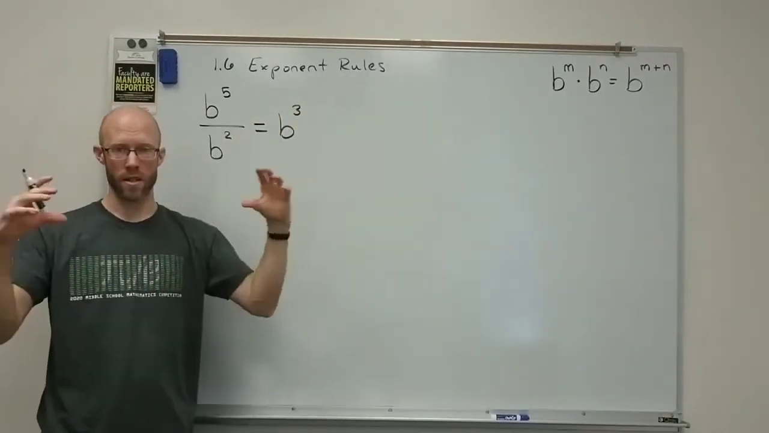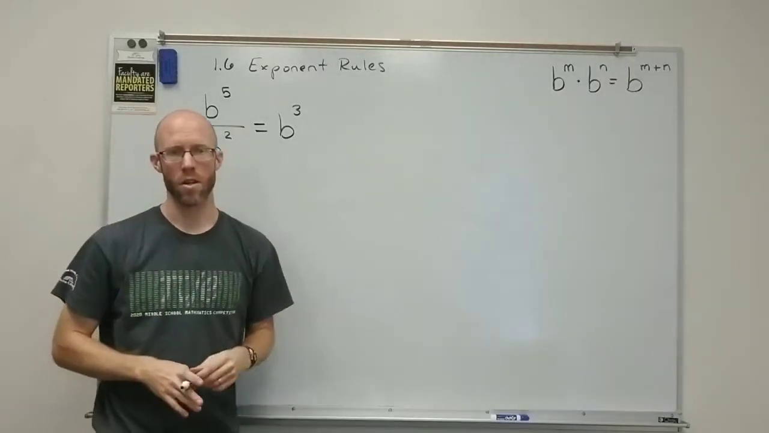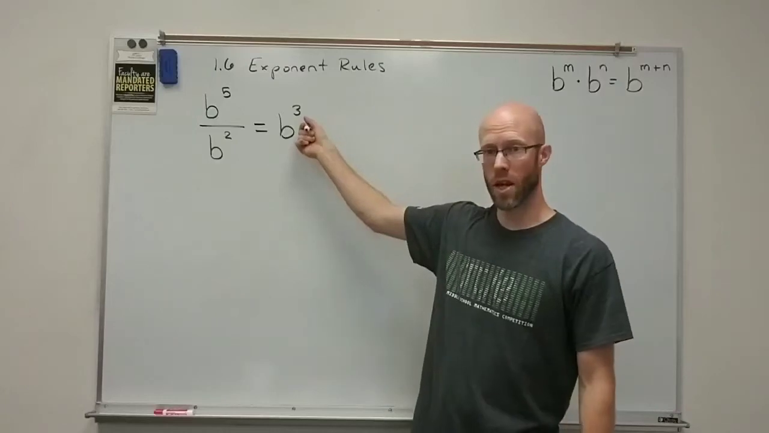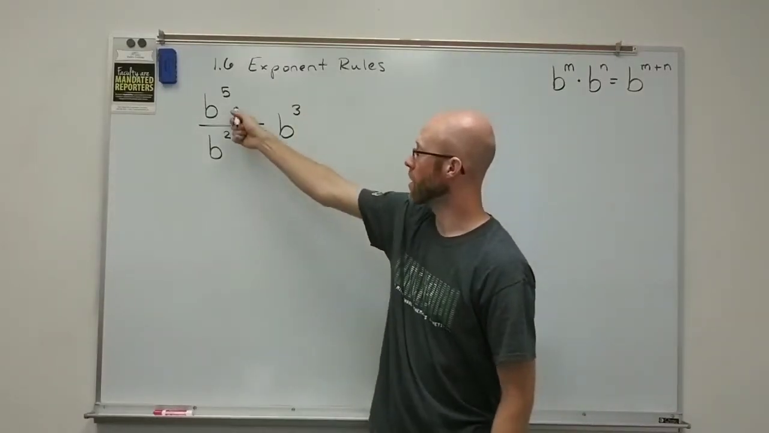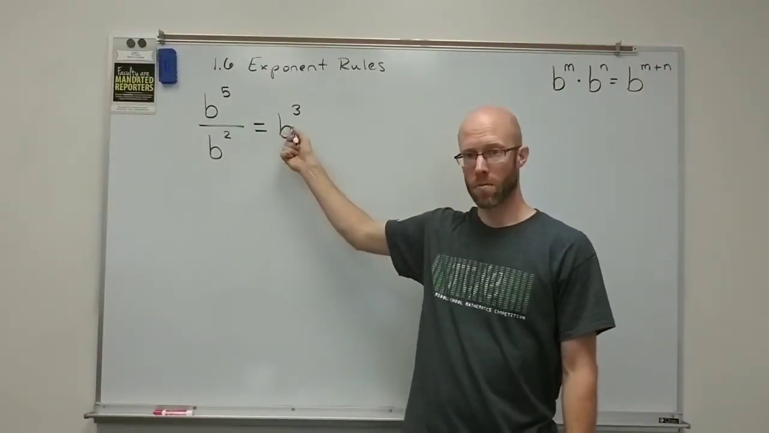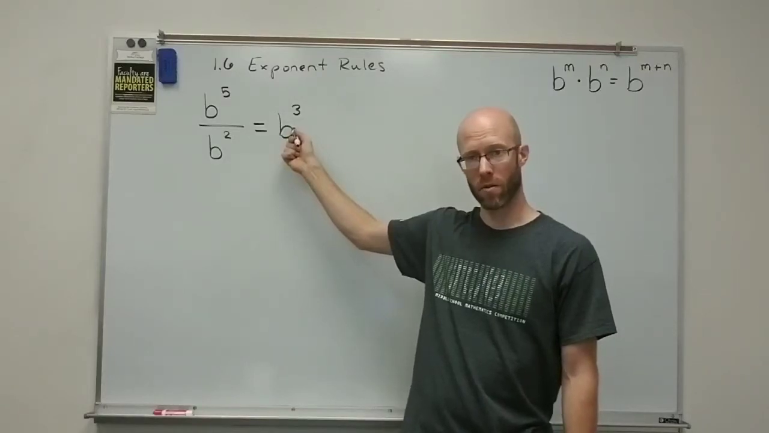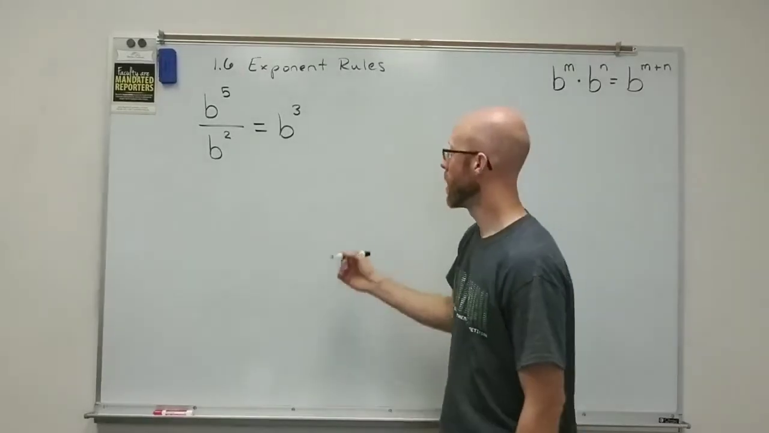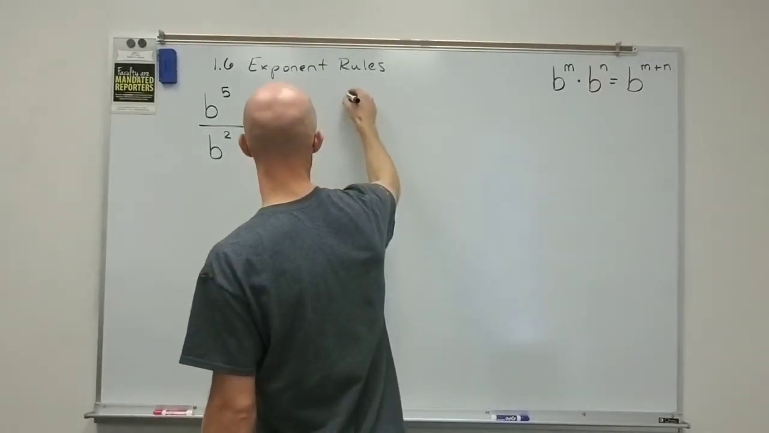So you can expand the top, expand the bottom, cancel the common factors, and it reduces down. And so what you end up with in a division problem is a subtraction of the powers, okay? So b to the 5th over b squared is b to the 3rd. The general rule there is called the quotient rule.